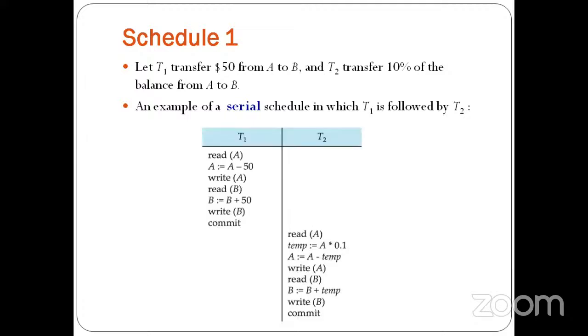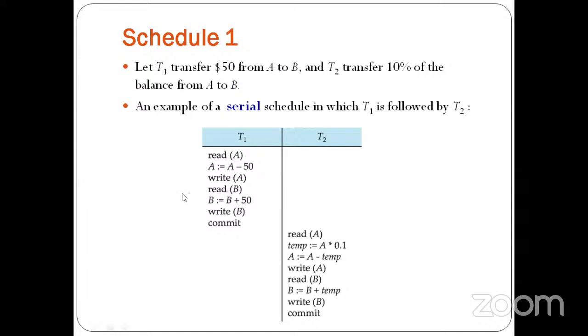So let us see schedule 1. Here let T1 transfer rupees 50 from A to B, and T2 transfer 10% of the balance from A to B. So two things will happen. In T1, 50 will be transferred from A to B. T2 is going to transfer 10% of the balance from A to B. For this example, see the schedule in which T1 is followed by T2.